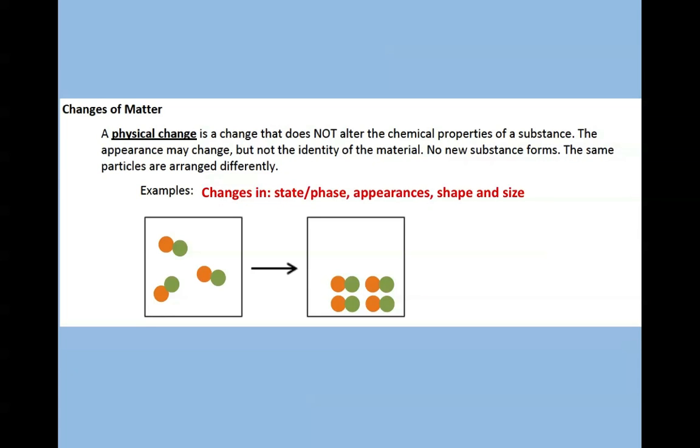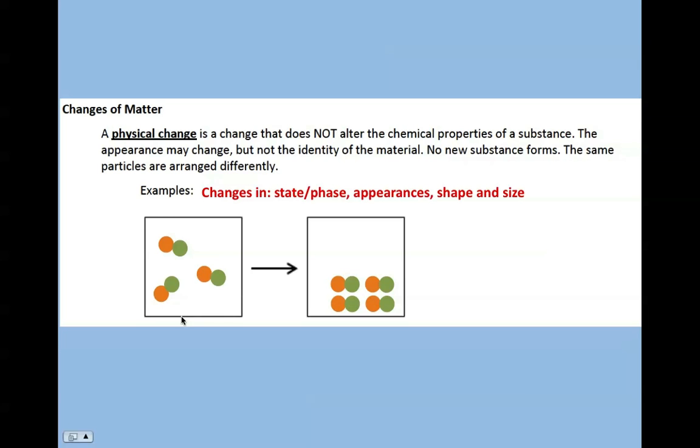A physical change is a change that does not alter the chemical properties of a substance. There's no new substance that forms after the change, so we're not changing the identity of the material. Simply the particles get arranged differently. So this can be like changes in the phase of matter, so solid going to a liquid or a gas going to a solid. The appearance of the material can change, the shape or size can change.